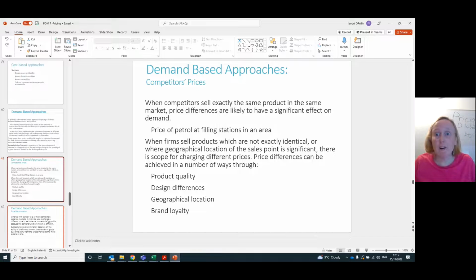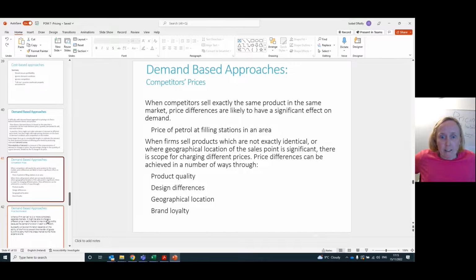When firms sell products that are not exactly identical, or where the geographic location of the sales point is significant, there is scope for charging different prices. So the station on one end of the country, owned and operated by the same company as another one at the other end, can charge different prices and compete at a local level because they're not in competition with each other. People can't drive that long a distance to fill their tank from that other place.